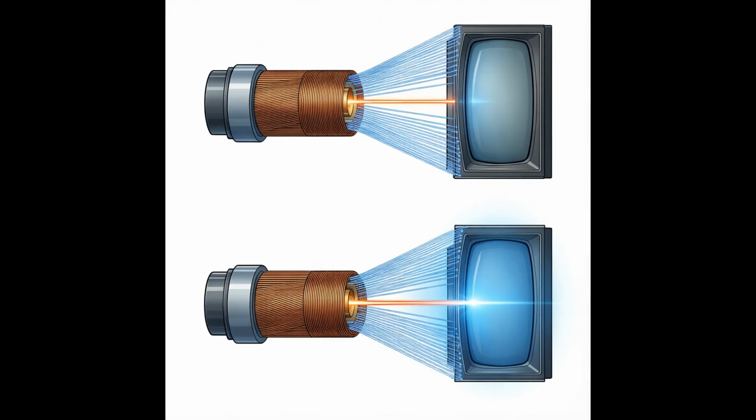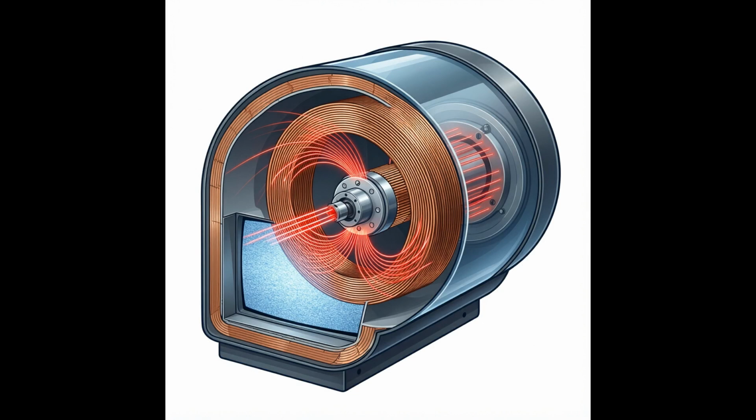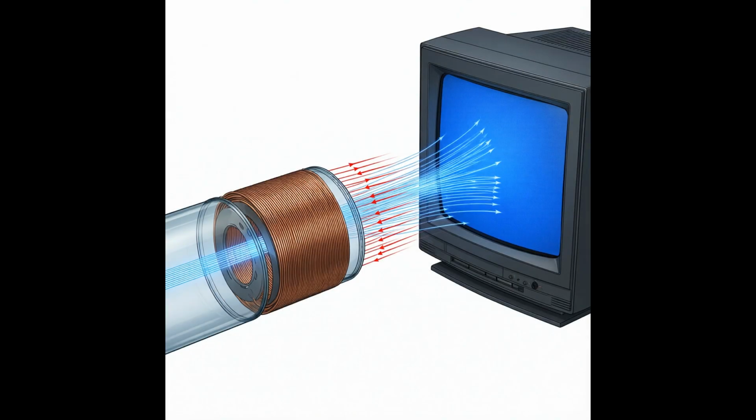To generate an image on a cathode ray tube screen, we must precisely control the path of high-speed electrons traveling from the back of a device to the front phosphor coating. This steering is accomplished by a component called the deflection yoke, which consists of electromagnetic coils wrapped around the neck of the vacuum tube.